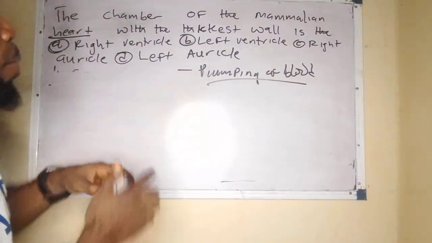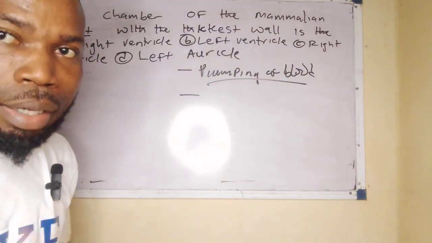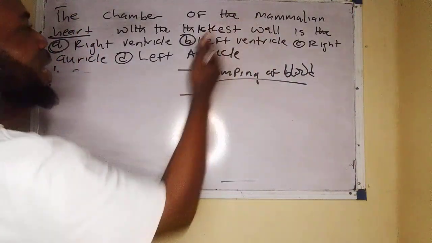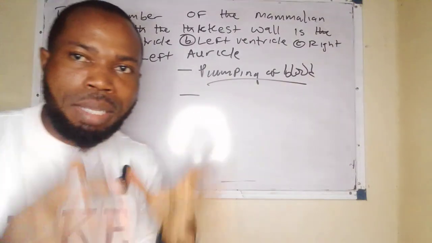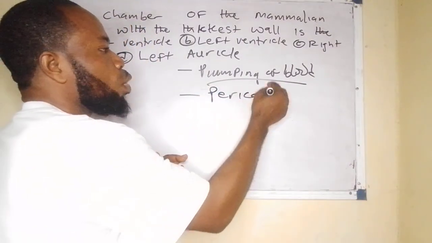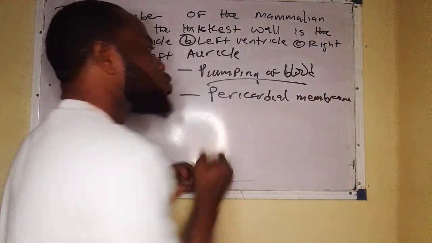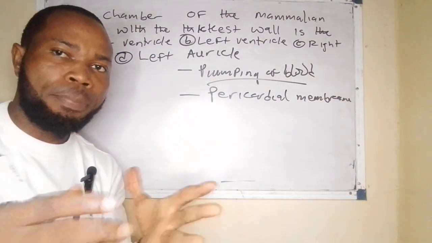Now, apart from the fact that the heart pumps blood, the heart is an organ. Don't forget that. There's a membrane that protects the mammalian heart, and that membrane is the pericardial membrane. You must be very careful. So the pericardial membrane is the membrane that protects the heart.